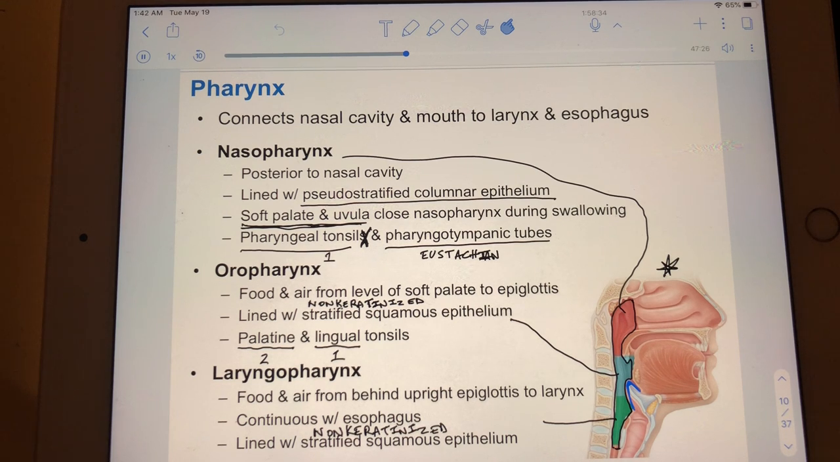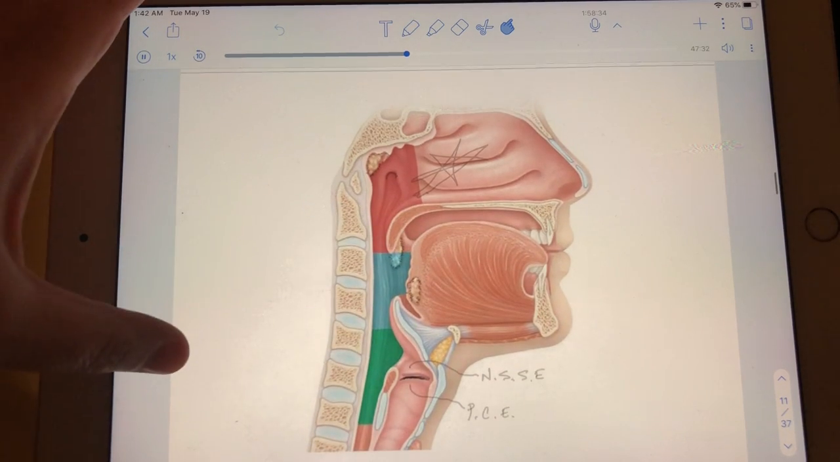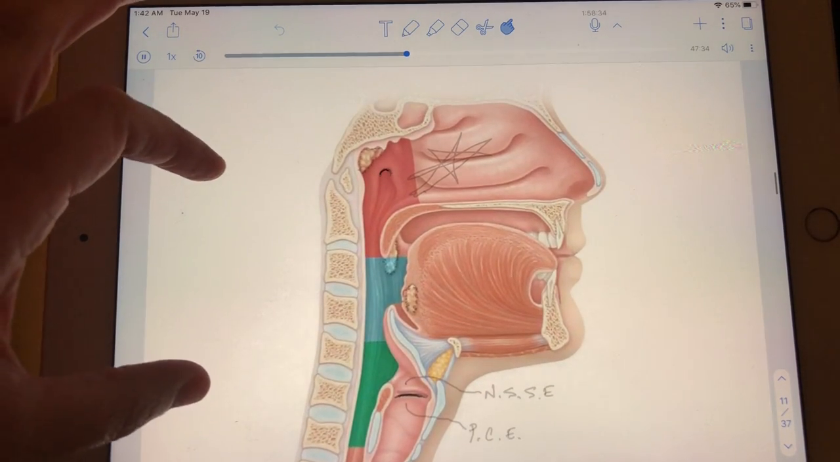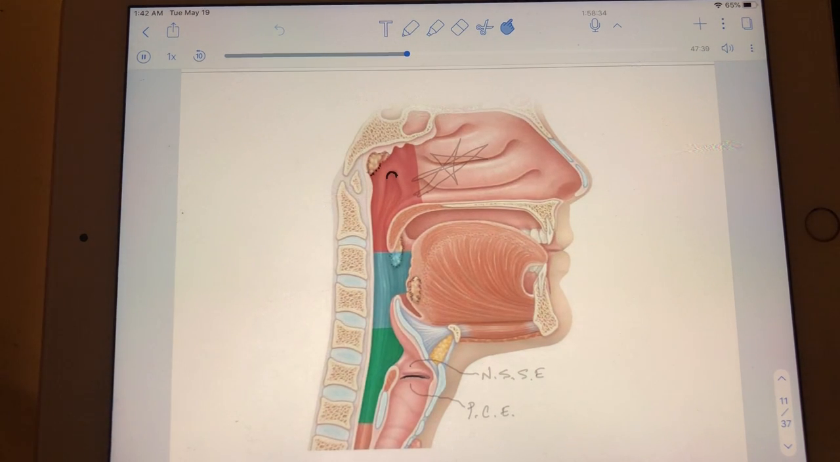But if we go to the next slide, 12, blown up much more, so that's kind of nice. Here's the opening to the pharyngotympanic tube. Here's the pharyngeal tonsil. Here's one of the two palatine tonsils. Here's a lingual tonsil. And then do you see this ridge right here?